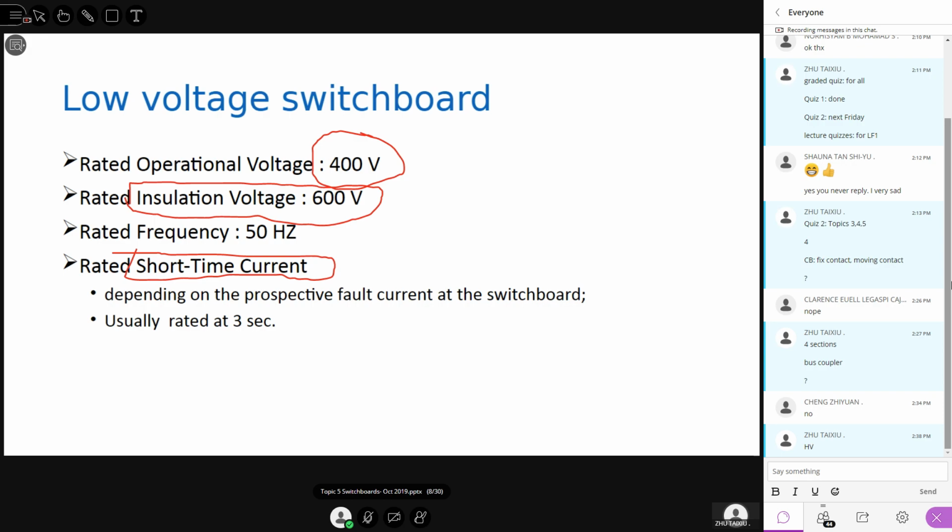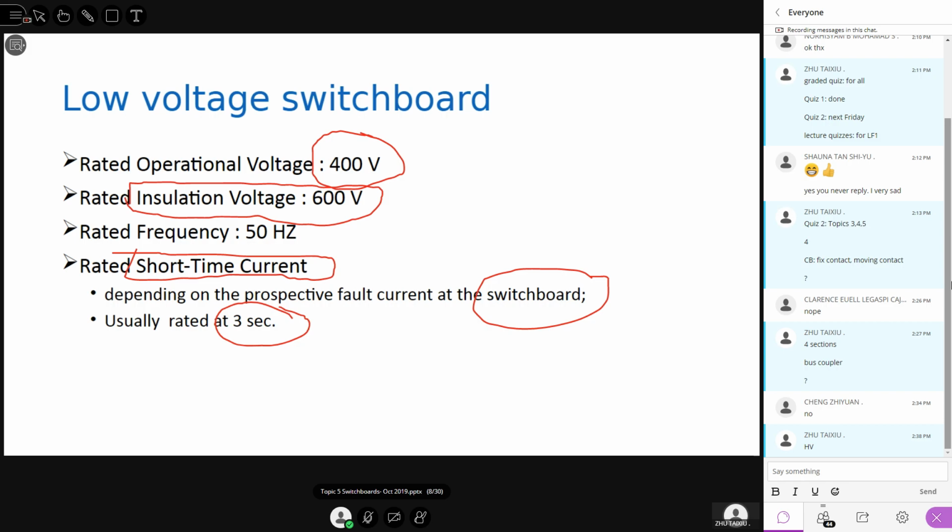That means you cannot see fire. That's a problem, right? That means the design is a failure. So that means the switchboard can take the fault current for 3 seconds. That's the design requirement. So after 3 seconds, the switchboard can fail.